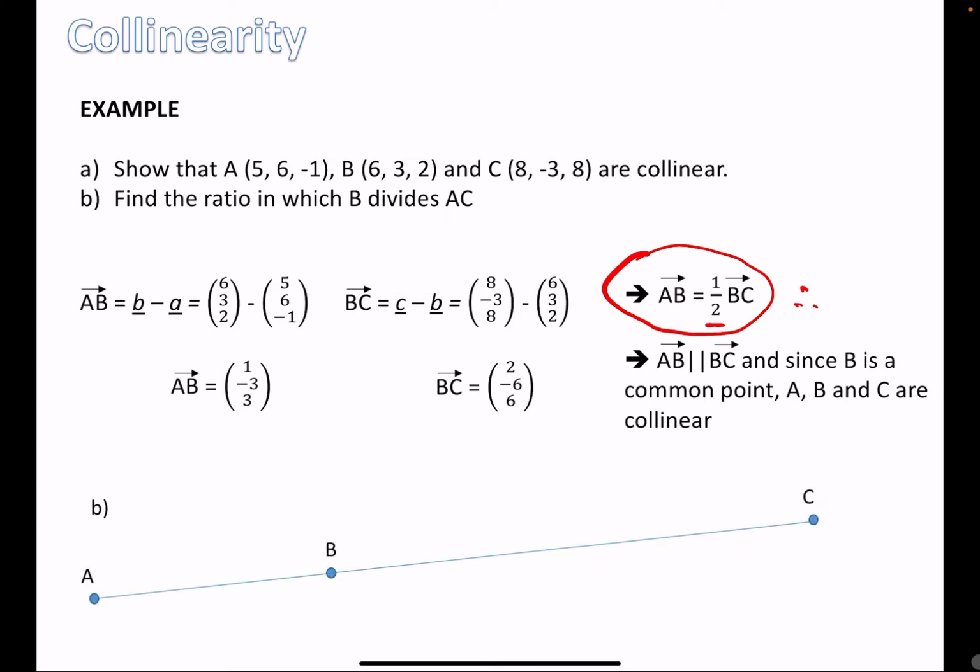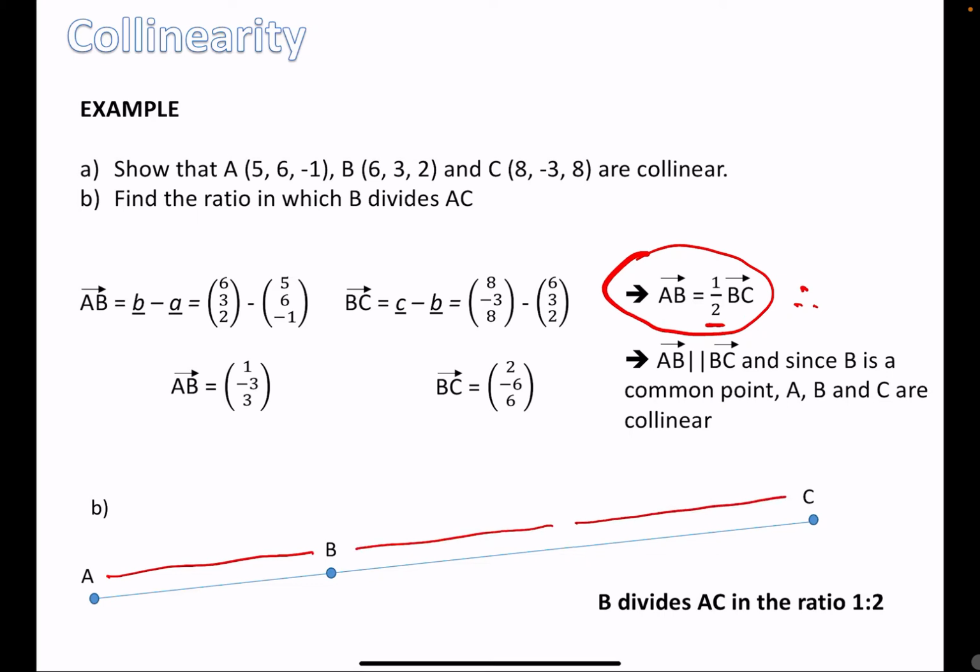Okay, so for part B, this is where I've drawn it out. It might help you to do this. The idea is that from these numbers, hopefully we can see that if AB is half of BC, then B must divide AC in the ratio 1 to 2. So in other words, there's one part between A and B, and then there's two equivalent parts on BC. So that's an AB, and that's an AB, and that's an AB as well. So there's 2 of them between B and C, there's 1 of them between A and B, in which case B divides AC in the ratio 1 to 2.